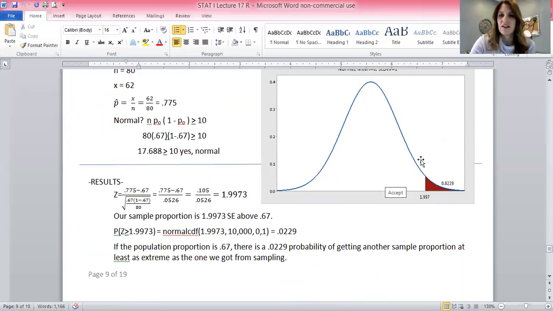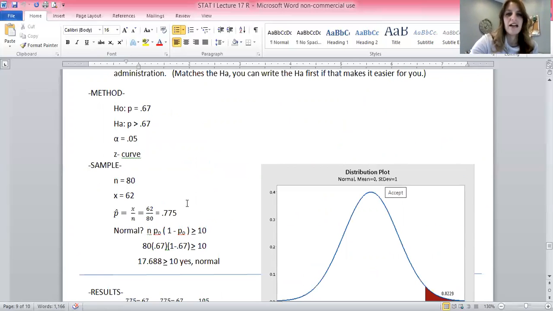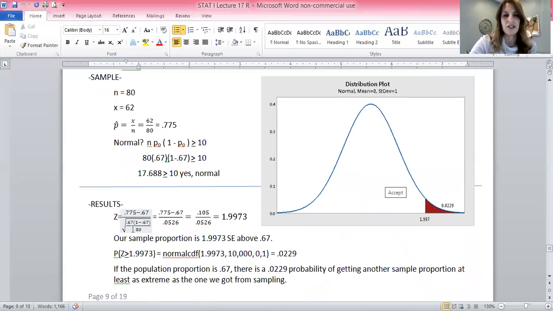Here's my curve, and now these are the calculations we're going to find. Here I have my z-test statistic I need to calculate. I'm looking at my p-hat, which is 0.775, already found above, minus my p-naught, my value from my null hypothesis, 0.67, divided by the standard error, where I use the 0.67 in my standard error calculation with n, which is 80. Calculate that out, and I find my z-test statistic to be 1.9973.